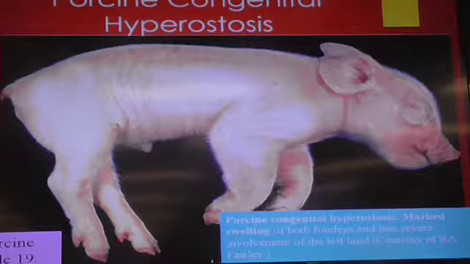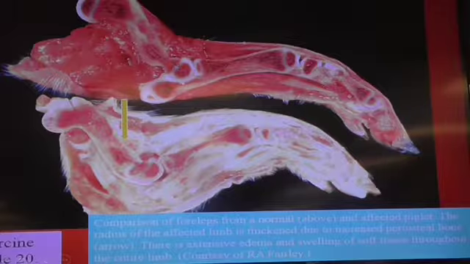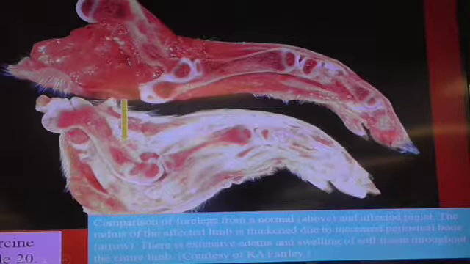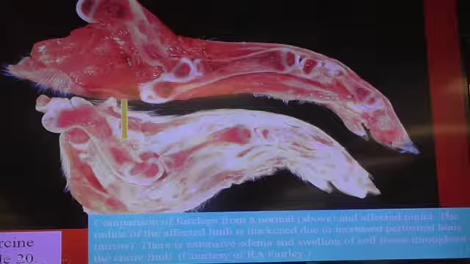So this is a pig with congenital hyperostosis. So the back legs look fairly good, a little thickened, but if we look at the forelimbs, you can see that there's marked thickening, the increased radius of those forelimbs. When we remove the skin and do a cross section, this would be the normal forelimb above. And below is an abnormal forelimb thickened due to periosteal bone formation.